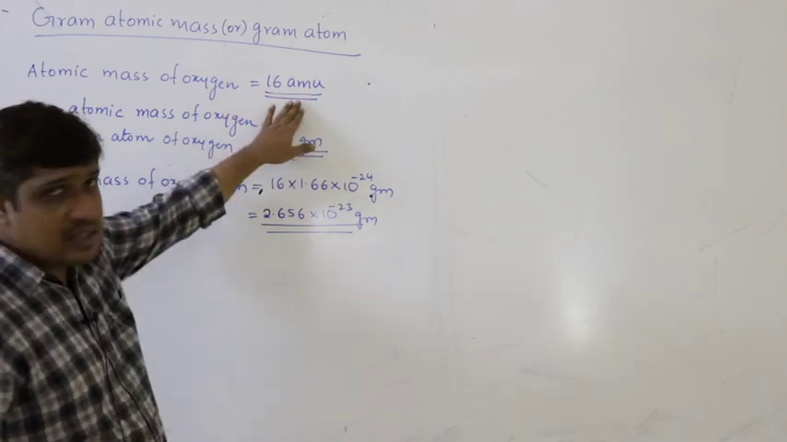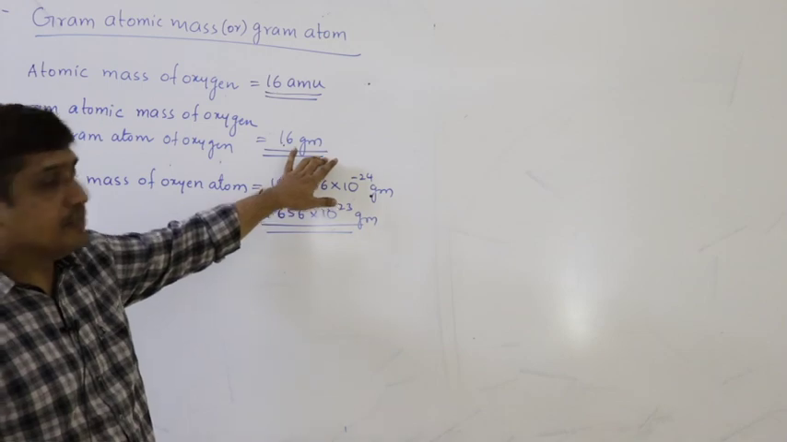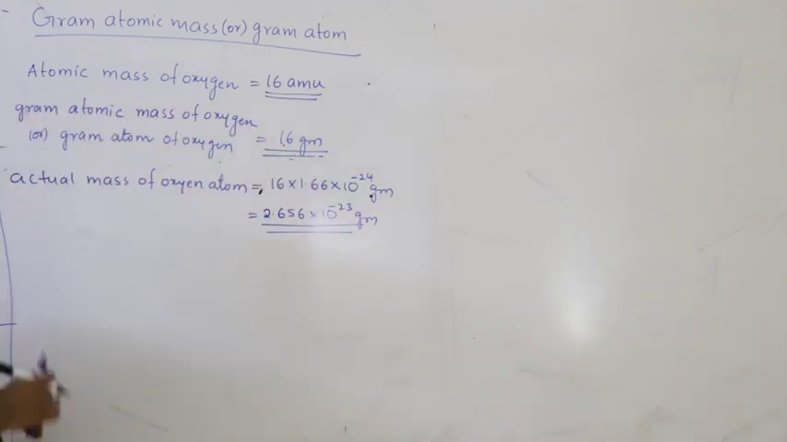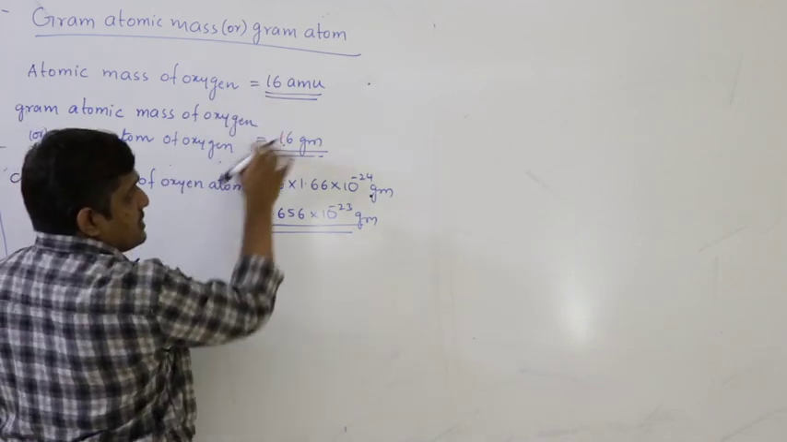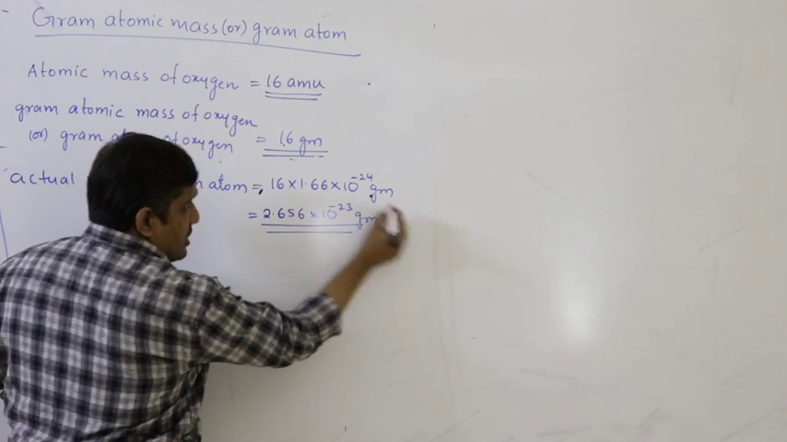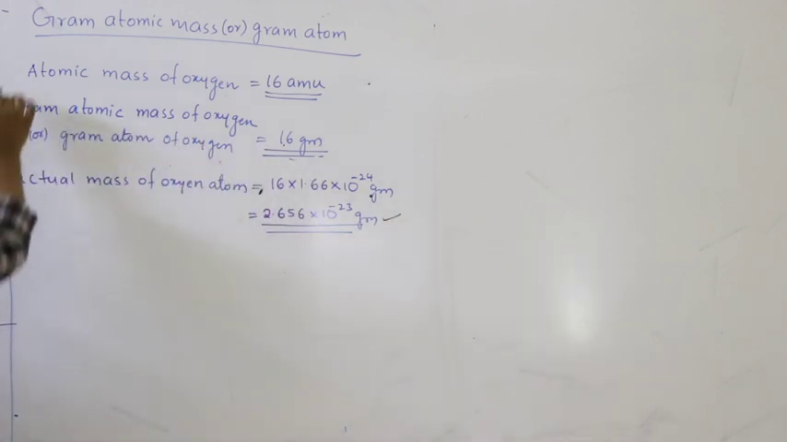The relative mass has no units here, so we are adding grams. Atomic mass becomes gram atomic mass. So these two are same except we are adding units. Now these two are not same. This is actual mass. This is relative mass in grams. So try to understand the difference.